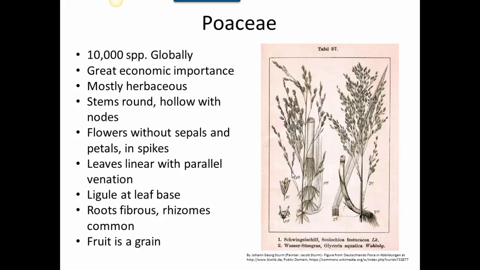Like the other monocots, grasses have leaves with parallel venation. They're often linear leaves. They have a structure called a ligule at the leaf base, and you can see that ligule, it's often this kind of papery membrane that sticks up right where the leaf attaches to the stem. Grasses have fibrous root systems. Rhizomes are also common in grasses that spread, so sometimes they're coming up off of underground stems. And we call the fruit of grasses a grain.